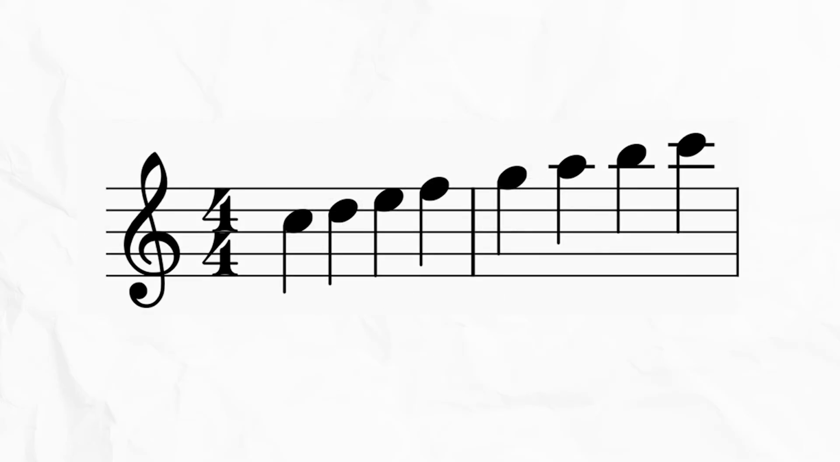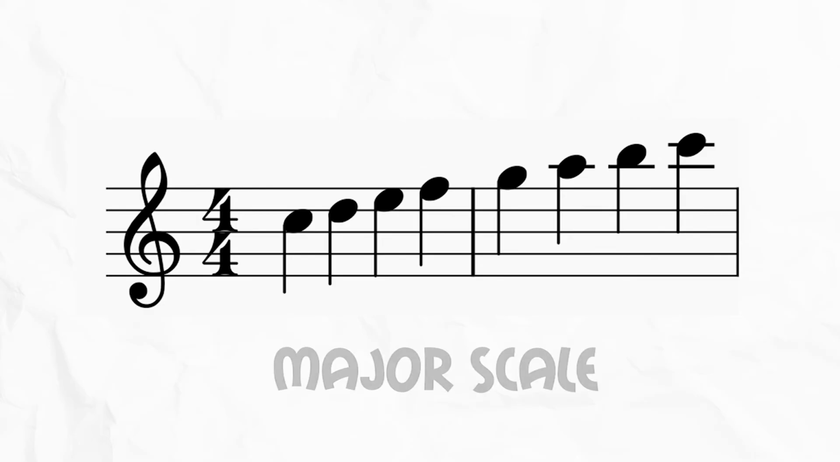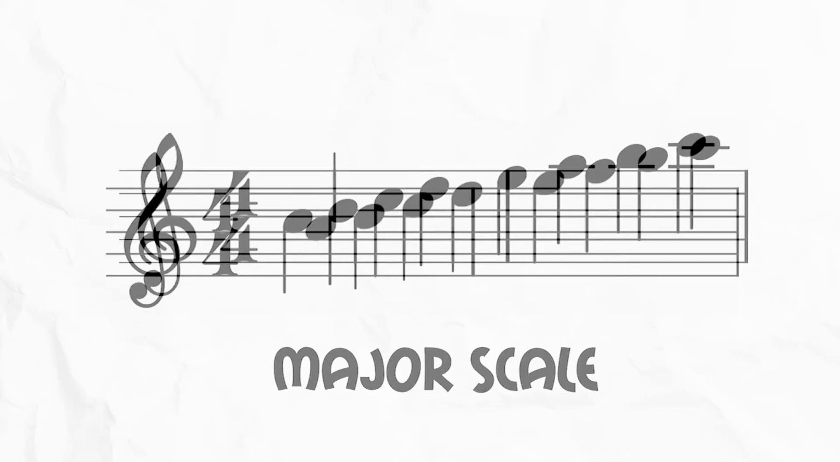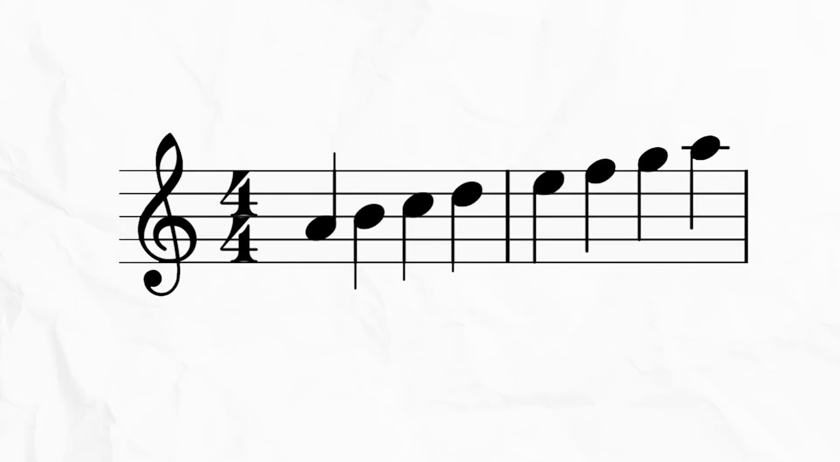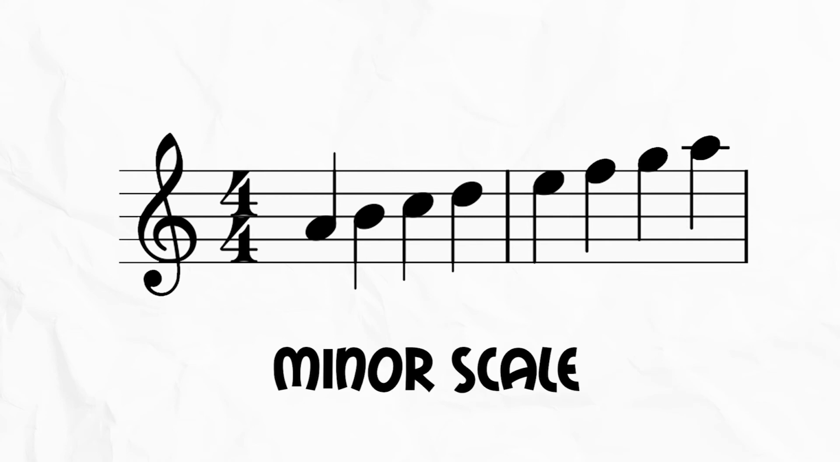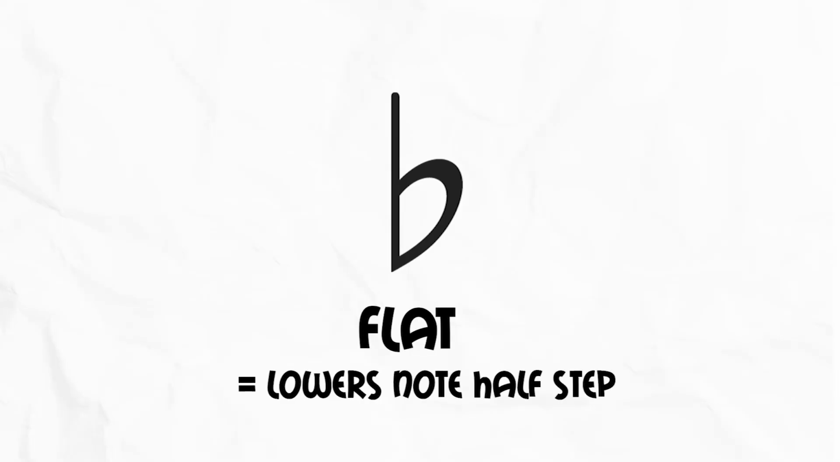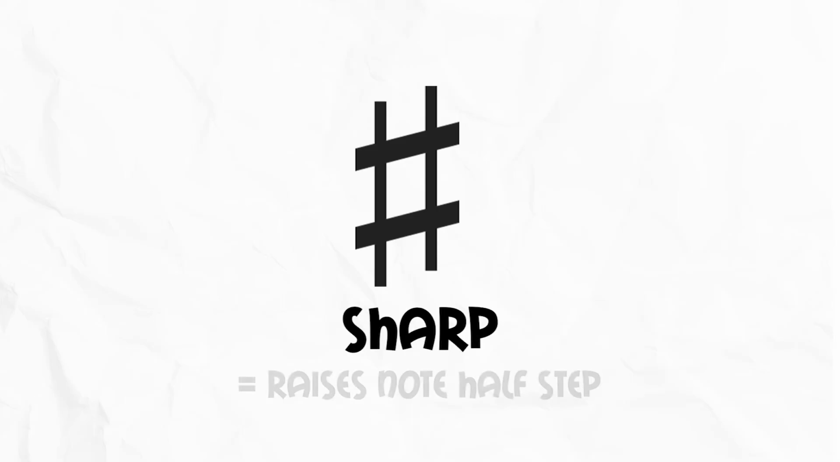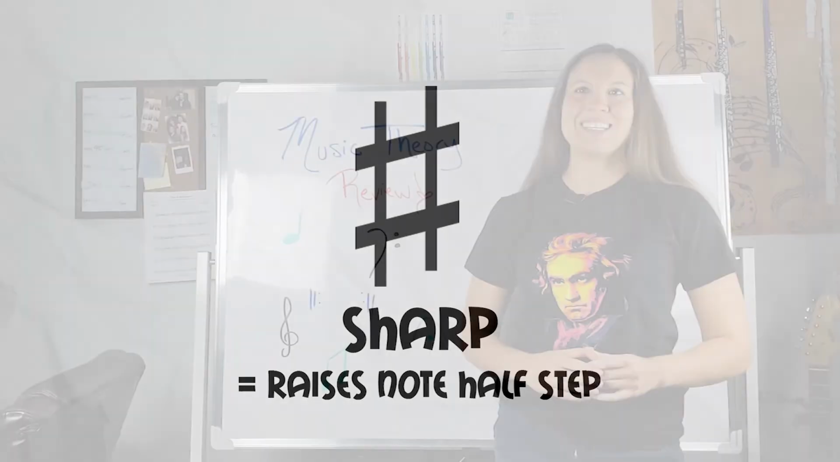Which scale sounds happy? The major scale. Which scale sounds sad? The minor scale. What is this symbol? That is a flat. What does it do? It lowers the pitch by a half step. What is this symbol? That is a sharp. And what does the sharp do to the note? It raises it a half step.